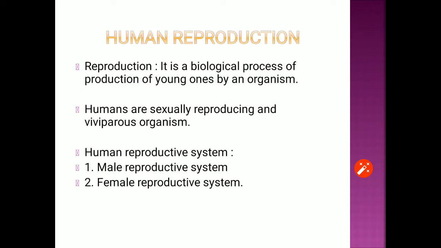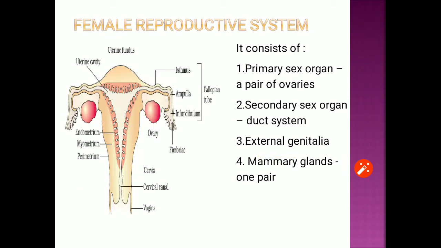Reproduction is the biological process of production of young ones by an organism. Humans are sexually reproducing and viviparous organisms. Human reproductive system is of two types, male reproductive system and female reproductive system. Today we will take up the topic female reproductive system. Female reproductive system consists of primary sex organs, a pair of ovaries, secondary sex organs, the duct system, and external genitalia with a pair of mammary glands.